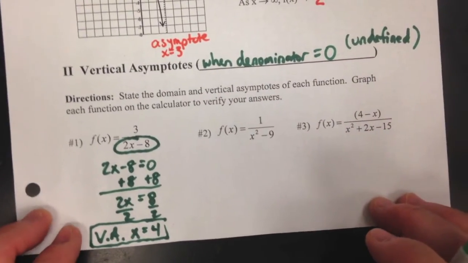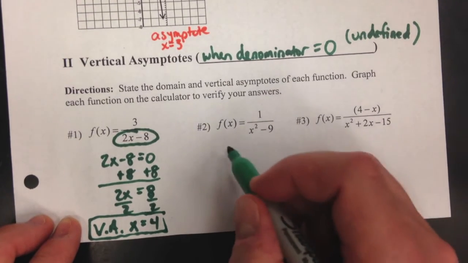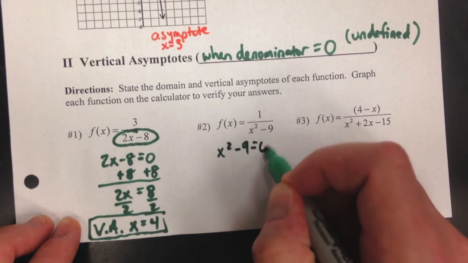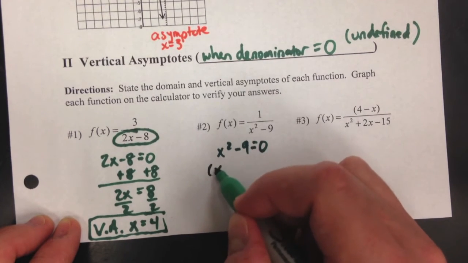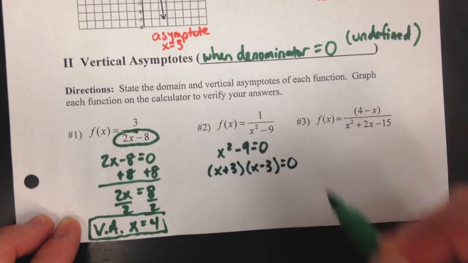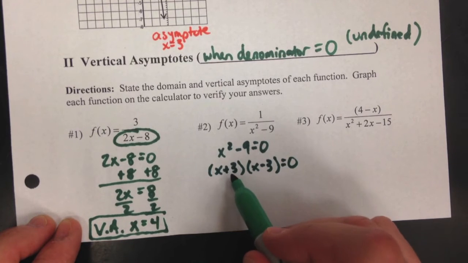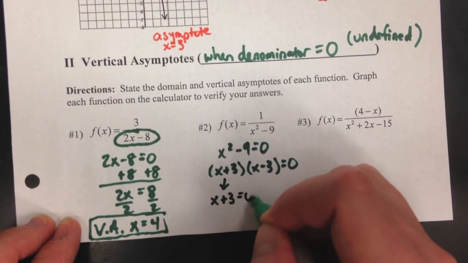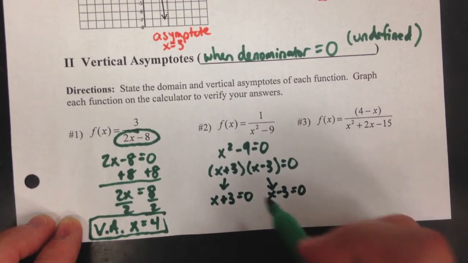All right, let's take a look at number 2. 1 over x squared minus 9. A vertical asymptote is where your denominator, x squared minus 9, is equal to 0. Well, we could factor this. That would be x plus 3 times x minus 3. There's actually several ways that you could do this. I'll factor it. Now, I'm looking for where the factors are equal to 0. So what I do is I take the first factor, set it to 0, take the second factor, set it to 0, and then we'll solve it.